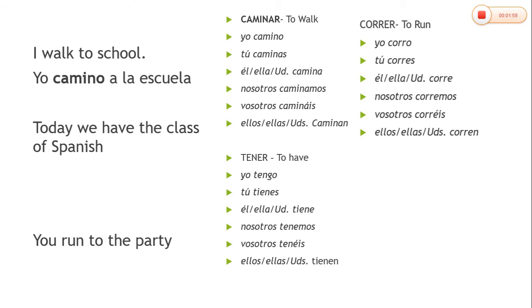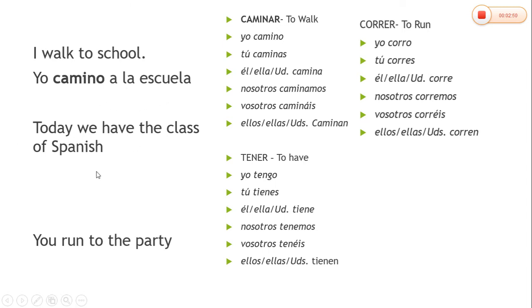I have already explained before in my subject pronoun video. Ustedes is used in Latin America and vosotros is used in Spain. Both give the same meaning, you all, but the conjugation is different. So yo camino a la escuela. A is to, which is a preposition. La is used for the, which I have missed here to write. In Spanish, la is feminine definite article, because escuela is a feminine noun and hence we use la. Hence it is yo camino a la escuela.